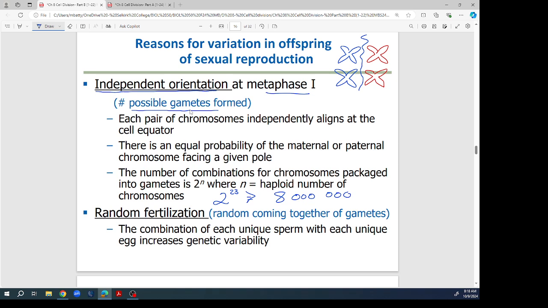This is called independent orientation. We're talking about the alignment of the maternal and paternal chromosomes facing a given pole. So in this one, you've got a huge amount of variation. Now, the next part of this is that we know that these sex cells have to come together. So that's what fertilization is talking about. Now, it's not random. You shouldn't randomly fertilize sex cells. But the idea is that we can't control which two sex cells of these 8 million are coming together. So this further increases the possibilities of the different offspring that would be made by two of the same parents.